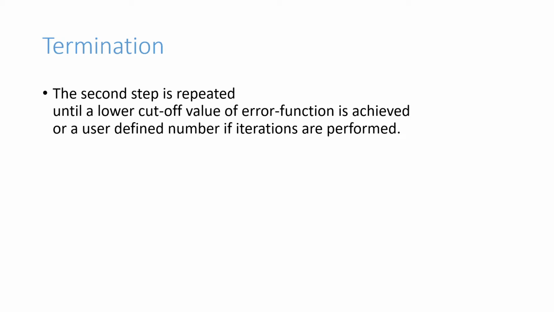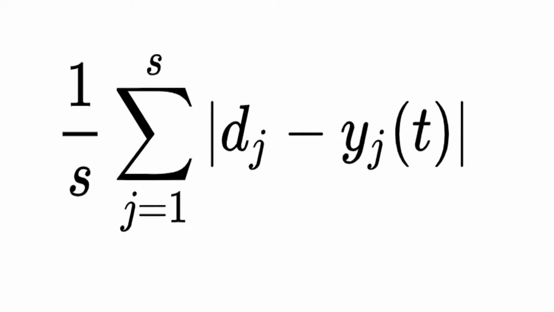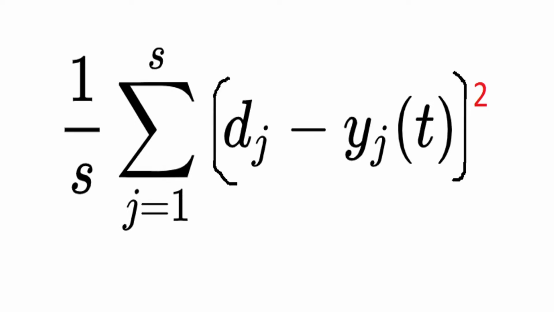Perceptron iterations are terminated once a lower cutoff value of the error function is achieved, or the number of iterations the user has defined is finished. This is the error function which we can use for back propagation. I prefer squaring the difference between the desired output and the actual output. It will be easier in implementing the computer program.